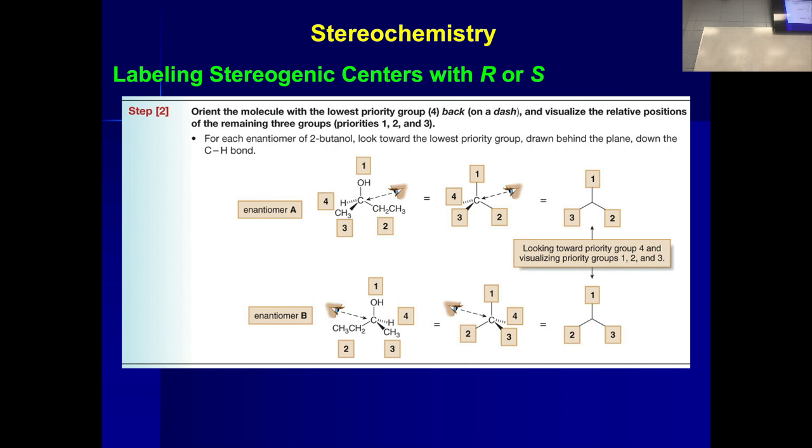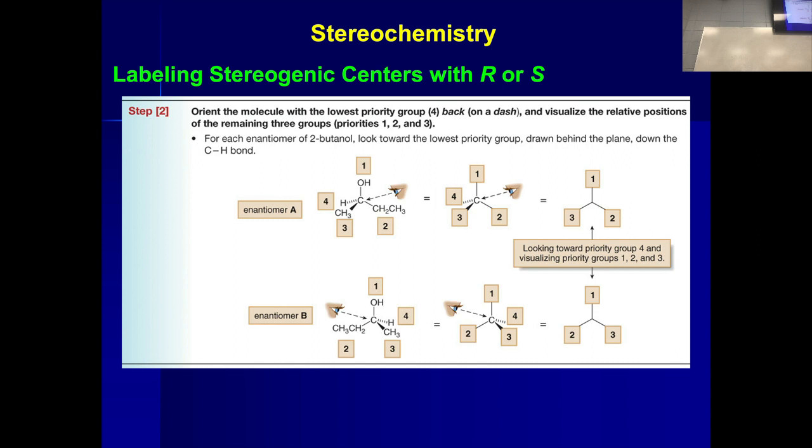Can you show us what S looks like? If I take these two groups and I swap them, I get the S. Okay, so watch what happens if I just do this. Now I turn it away from me. 1, 2, 3, that's the S.